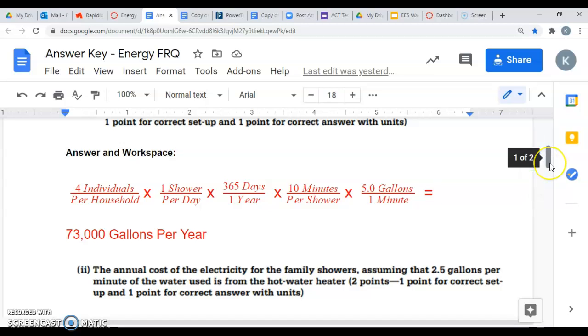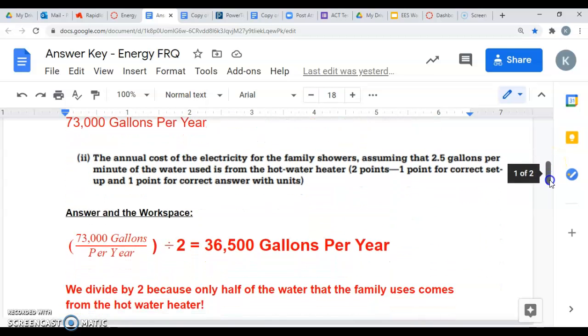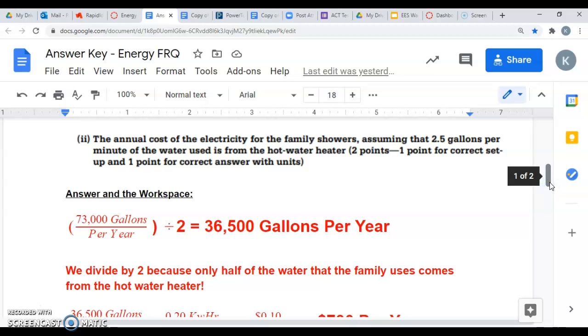Now, the second part of this, and I didn't give the whole FRQ for this assignment, just the calculation portion. The second part says: what is the annual cost of the electricity for the family showers, assuming that 2.5 gallons per minute of the water is used from the hot water heater? That is what we're calculating.